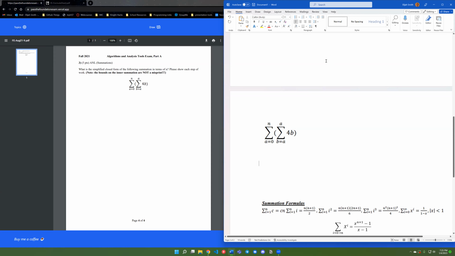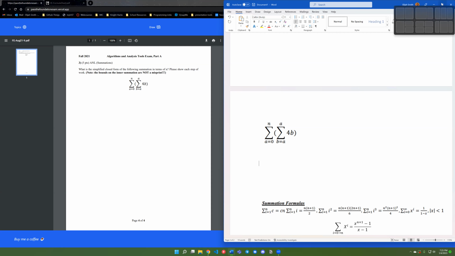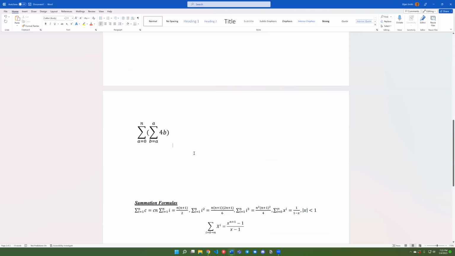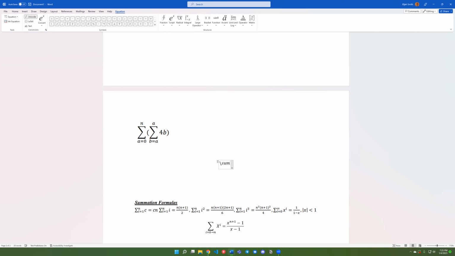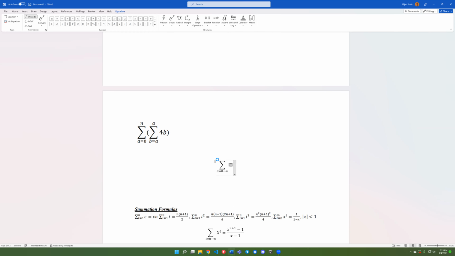All right, so we want a simplified closed form. If it asks for the simplified closed form, then you need to take it all the way down so that everything is as simplified as possible. So it wants a simplified closed form here. All right, so let's go ahead and build this in our equation editor. A is equal to 0 through n. B is equal to A through A of 4B.